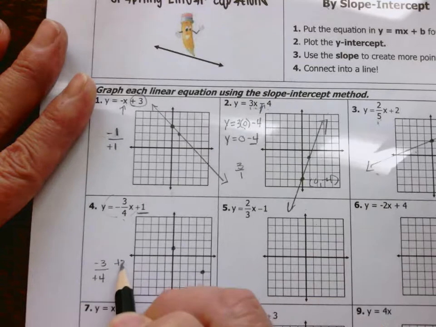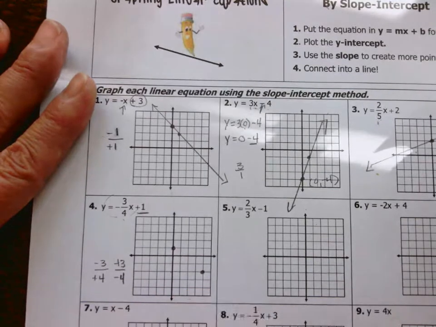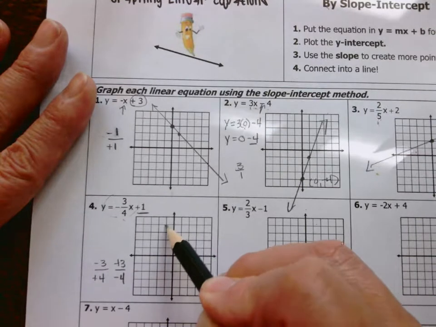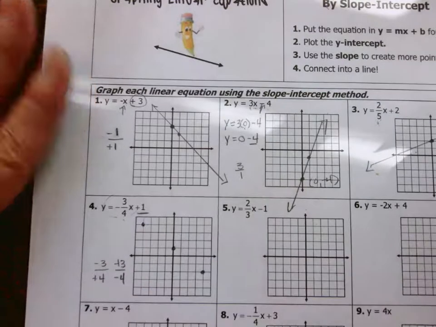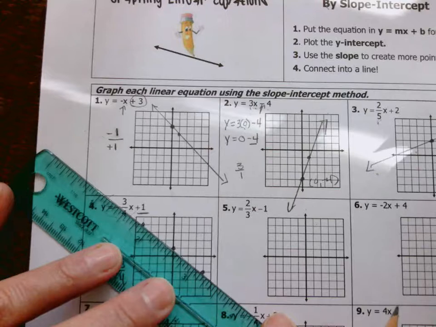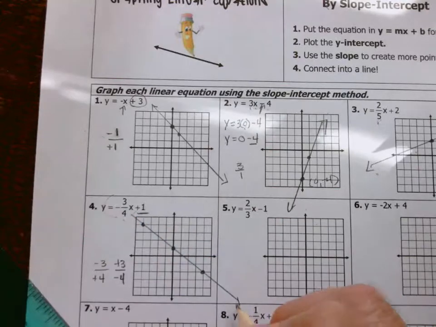Or I could go up 3 and to the left 4. I could go up 1, 2, 3, and to the left 1, 2, 3, 4. And what do you know? All 3 of those points are on the same line. So I'm going to draw my line just like that.